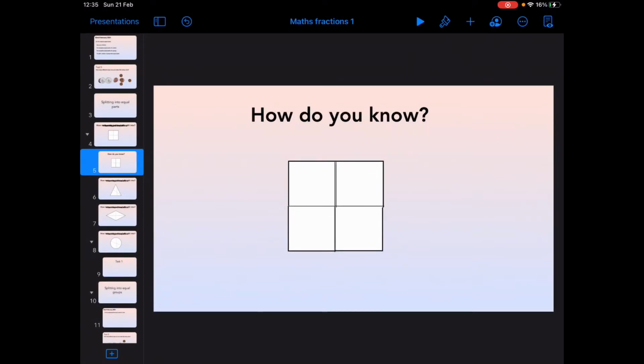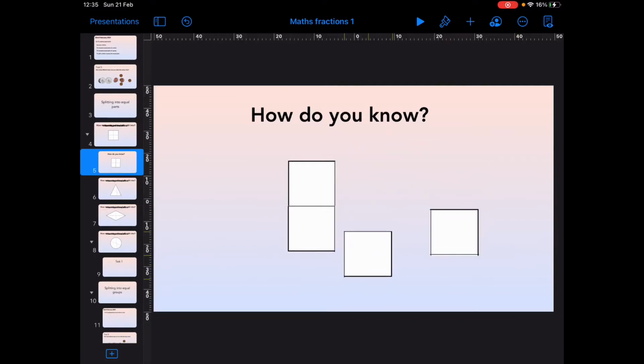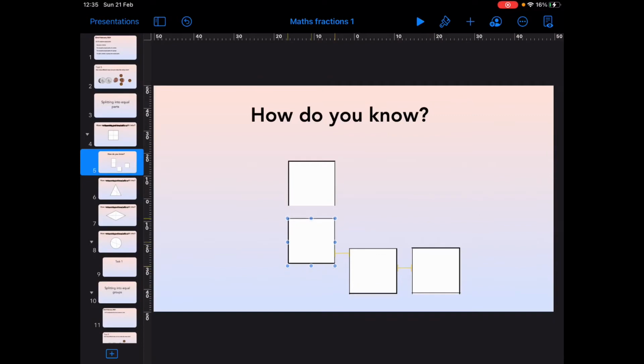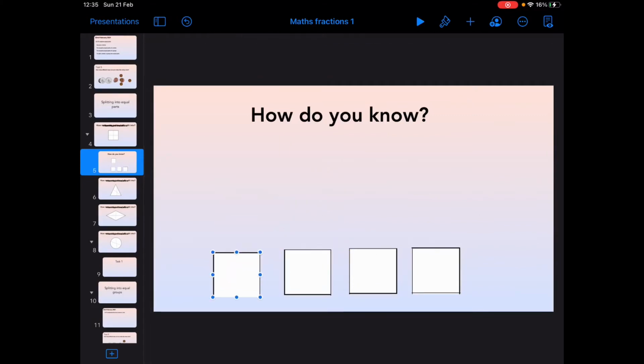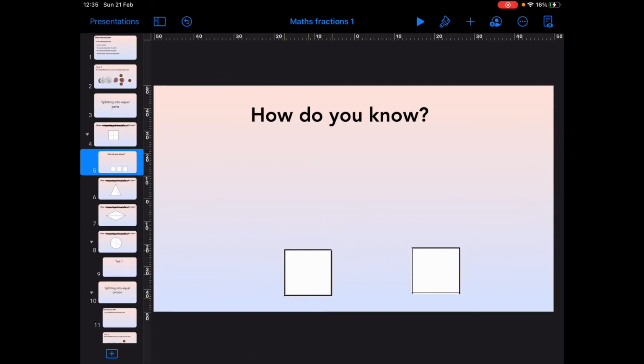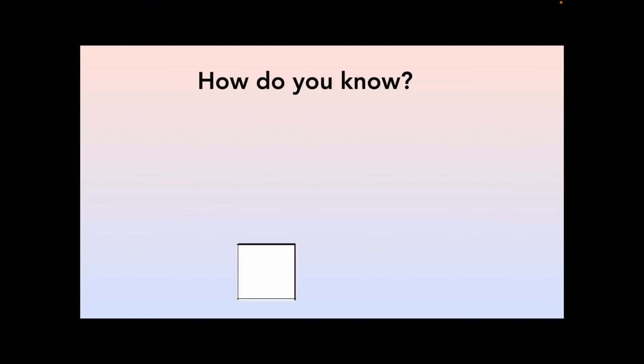So the way that we know that they are equal is we can see that they are the same size and shape. If we take the parts and separate them, they are all little squares, aren't they? And they're all the same size. If we put them on top of each other, we can see that they are equal. We know those parts are equal because they are all the same size and shape. Let's look at some more examples.